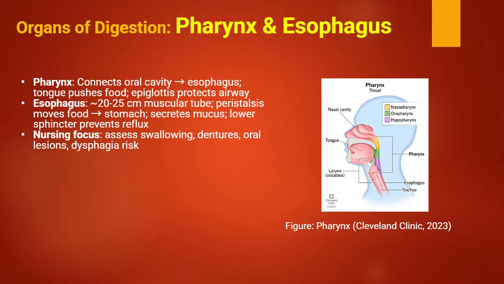The esophageal lining secretes mucus to lubricate food and make passage smoother. At the lower end of the esophagus, the lower esophageal sphincter prevents stomach acid from refluxing back into the esophagus. If this sphincter doesn't work properly, patients may develop gastroesophageal reflux disease, GERD.